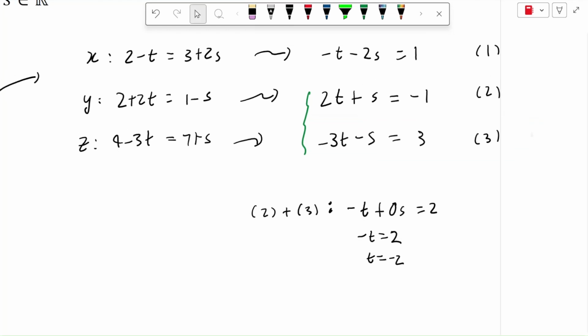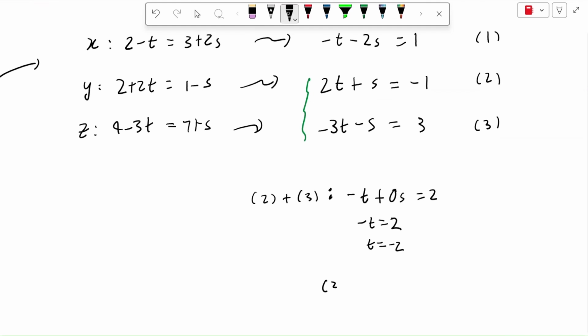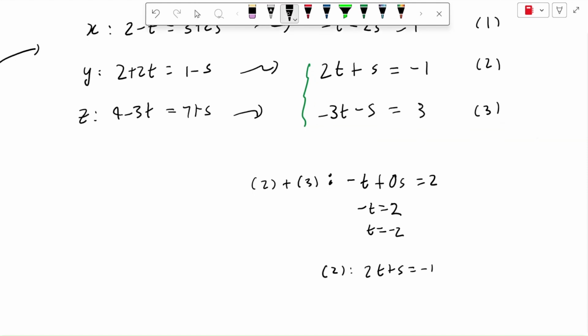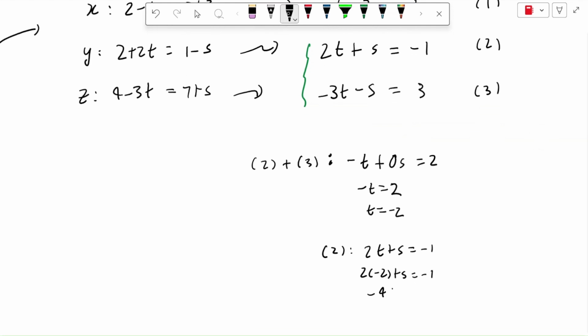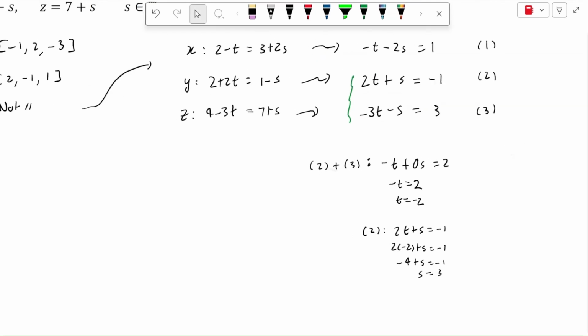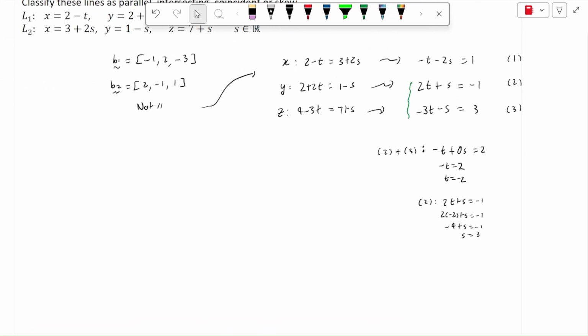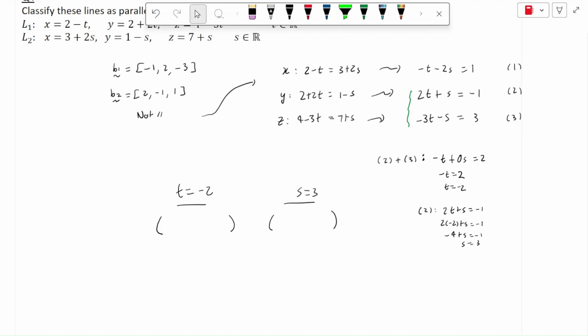Now that we know what t is, we can just reverse engineer this equation to figure out what s is. Maybe I'll go from equation 2. 2t plus s is minus 1. So 2 lots of minus 2 plus s is minus 1. So minus 4 plus s is minus 1. So s is 3. Okay, now what we need to do is take t is minus 2, s is 3, and plug them into each equation and see what points we get.